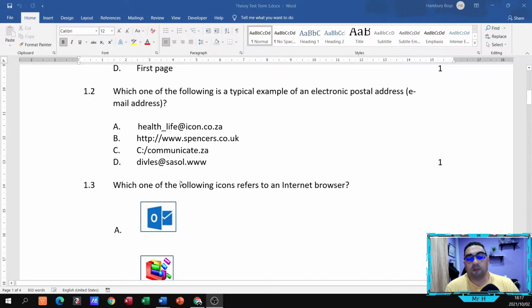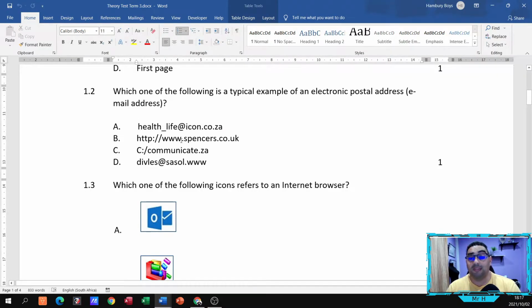1.2. Which one of the following is a typical example of an electronic postal address or an email address? Well, that's very simple because an email address comprises of a few things. Number 1, we've got a username. So that's everything before the @ symbol. These two don't even have an @ symbol, so they are already thrown out. And the last one has an @ symbol and it's got a username before that. So it's either going to be A or D. I've already eliminated B and C.